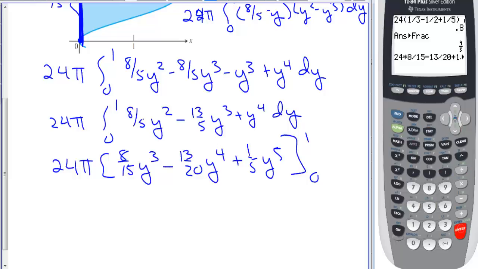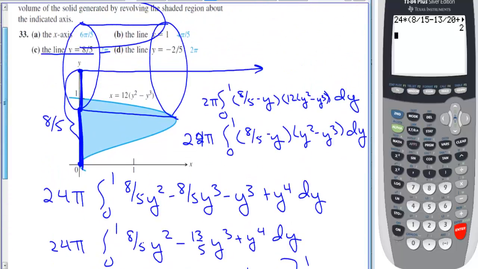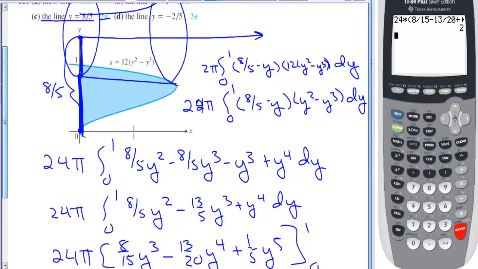What did I do wrong? Why is that wrong? What's that now? Oh, I didn't put one at the beginning, did I? Insert here, and boom, 2. Was it 2 pi? Yeah, I think the answer was 2 pi. Yep, 2 pi. Any questions on that one?